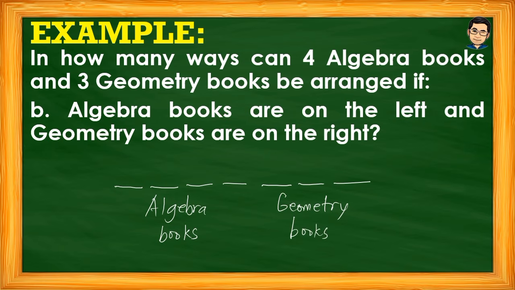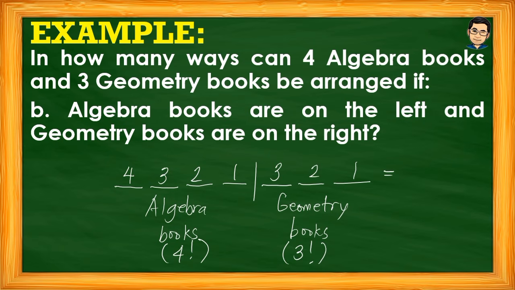So, dito sa algebra books, 4 factorial. And then naman, sa geometry books naman, 3 factorial. So, sulat natin dito sa unang side, 4 times 3 times 2 times 1. And then sa right side naman, yung 3 factorial express natin as 3 times 2 times 1. So, kukunin lang natin ngayon ang product ng 4, 3, 2, 1, 3, 2, 1 na yan.